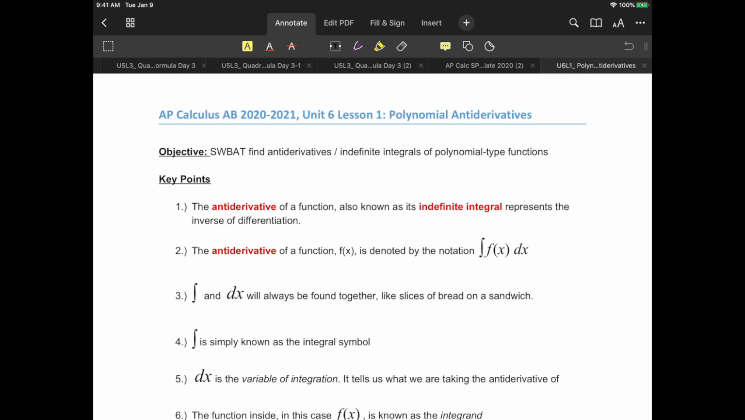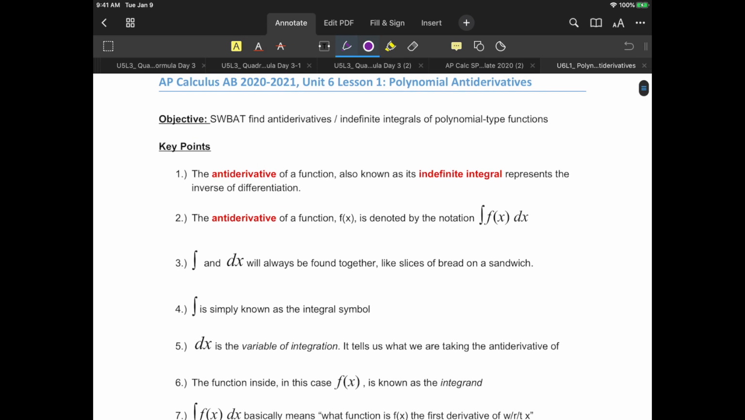New unit time. The unit is Unit 6, and it is all about these things called antiderivatives. Antiderivatives, right? It's going to be the opposite, the inverse of taking a derivative. And so it's basically going to be unwinding a lot of the processes that we learned how to do in the first semester. And so instead of saying, what is the derivative of this function? We're going to be saying, this is the derivative of what function?